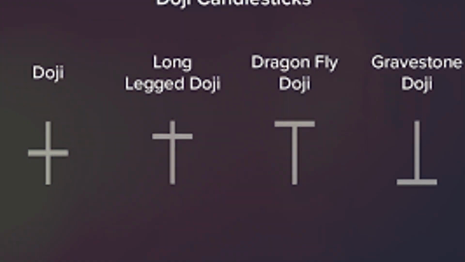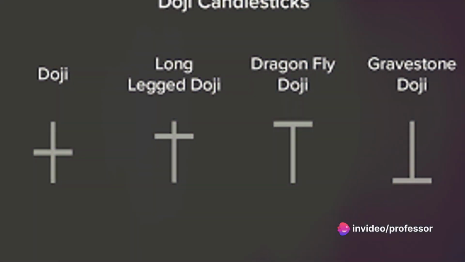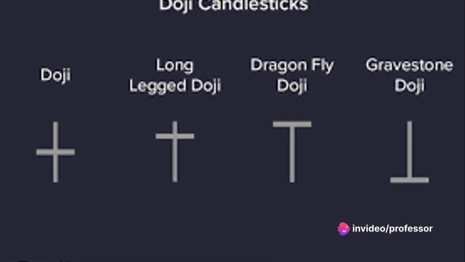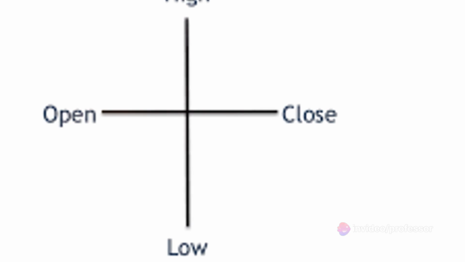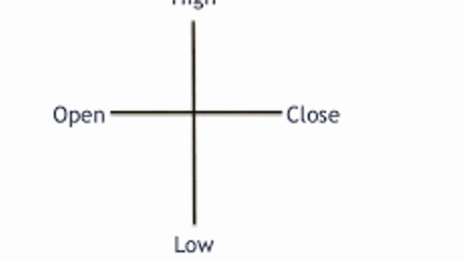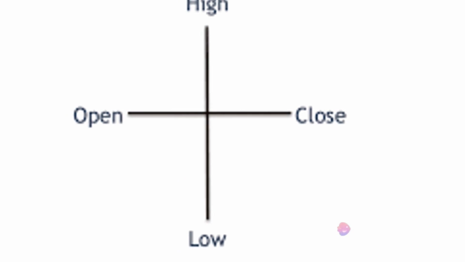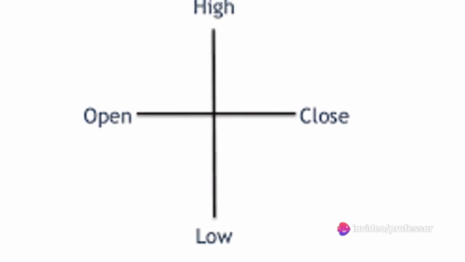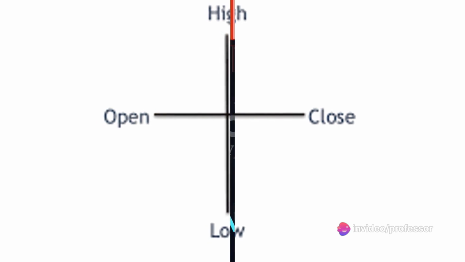The doji isn't just a signal, it's an invitation to traders to step back, reassess their strategies, and prepare themselves for a potential shift in the market's direction. It's a silent whisper in the trader's ear saying, "Hold up, change might be on the horizon." Traders often see it as a signal to prepare for a change in direction, and these real market examples prove how accurately a doji can predict a market shift.